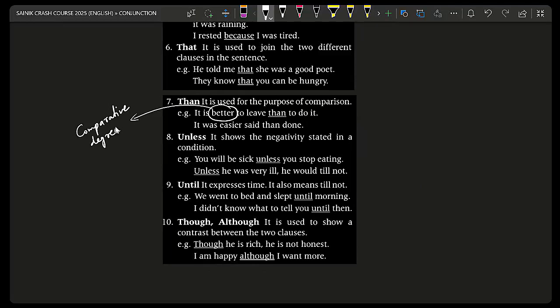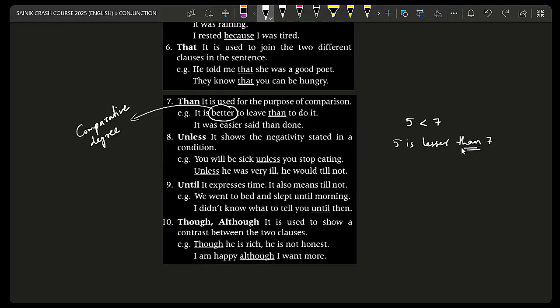Good, better, best. It is better to leave than to do it. So when comparison is happening between them, we are going to use "than". In maths also, we say 5 is less than 7. Then what will you be writing? 5 is lesser than 7 or less than 7. So here also we are using "than". So "than" is used for comparison.